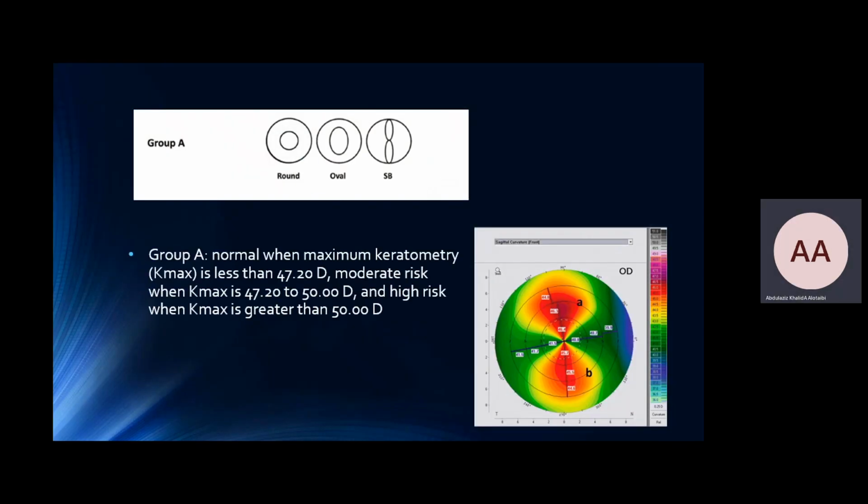Group A is normal when maximum keratometry, as we mentioned, is less than 47.2 diopters. 47.2 to 50 is intermediate risk, and high risk if it is beyond 50 diopters. Symmetric bow tie can be encountered in keratoconus when K readings are abnormally high. This is why it is important to look for both pattern and number.